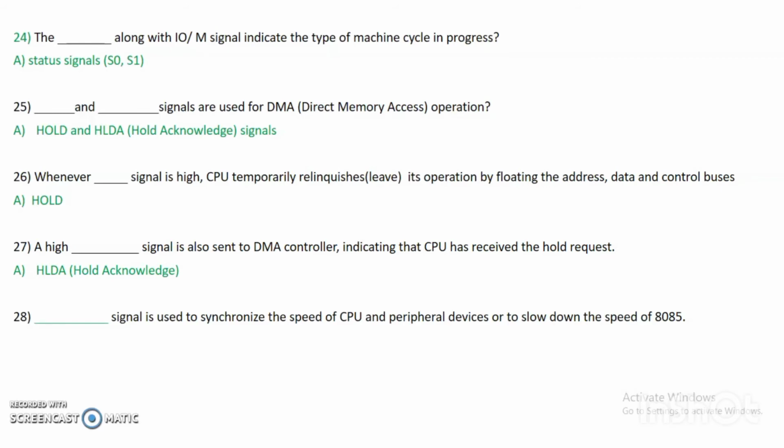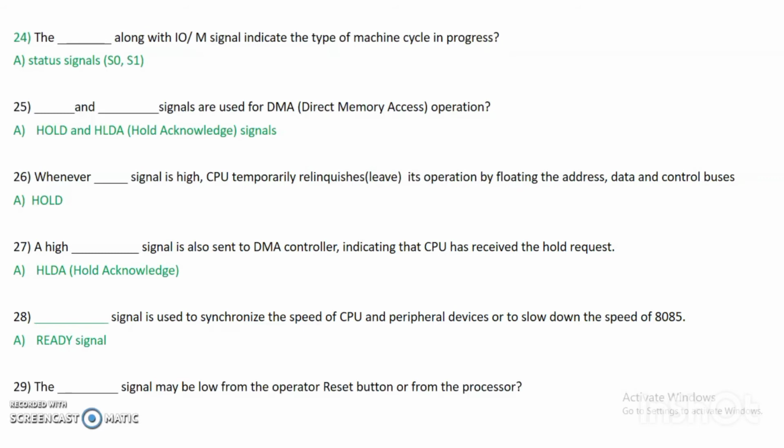Bit number 28. The dash signal is used to synchronize the speed of the CPU and peripheral devices, or to slow down the speed of the 8085. So the ready signal is used to synchronize the speed of the CPU or the peripheral devices, or it is used to slow down the speed of the 8085 microprocessor.